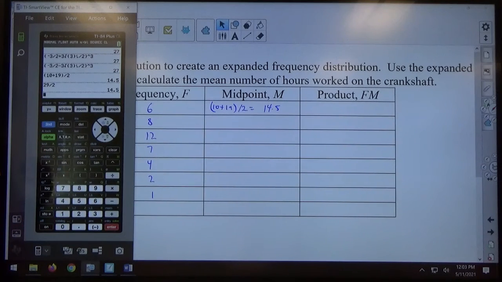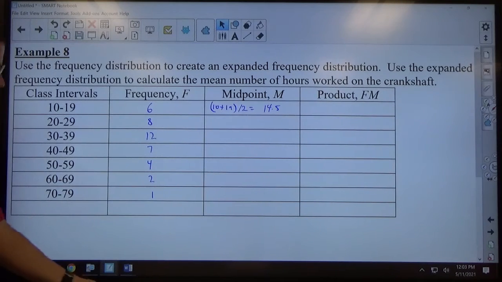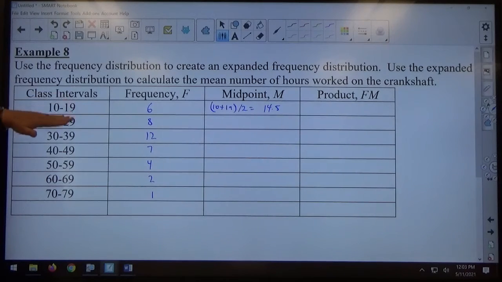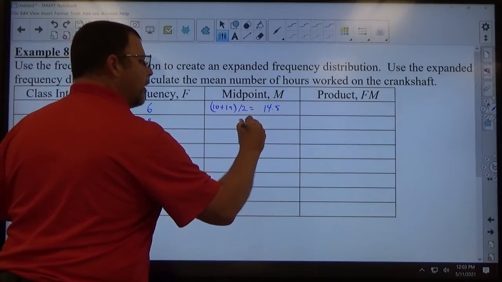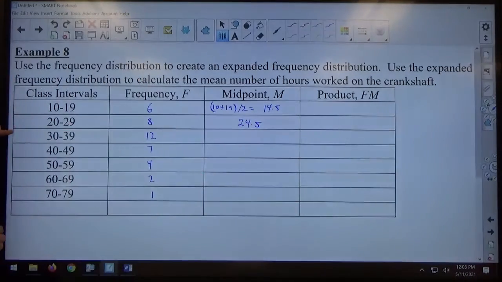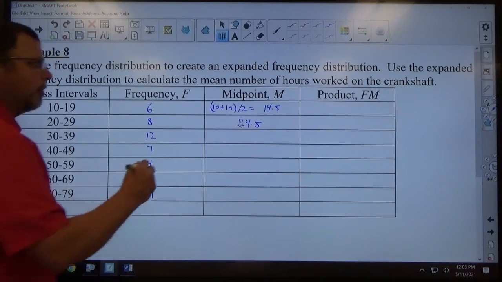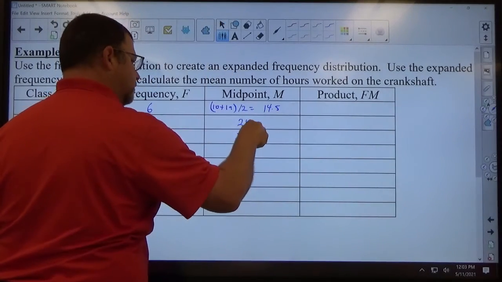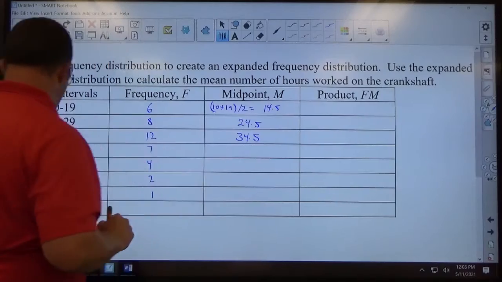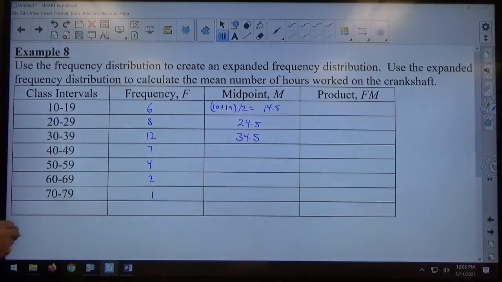Either way, it's 14.5. If I punch in my calculator 10 plus 19, no parentheses, divided by 2, notice we get 19.5, which is not halfway between 10 and 19. So be careful that calculator parentheses usage is happening. If we do that for each of these sets, 49 divided by 2 is 24.5. 69 divided by 2 is 34.5. 89 divided by 2 is 44.5.